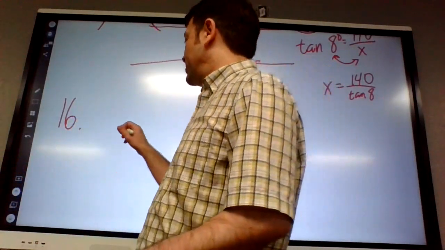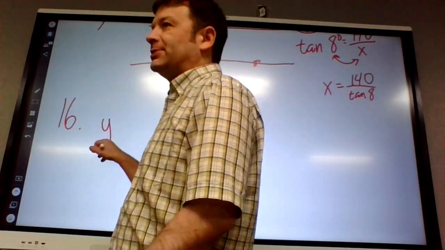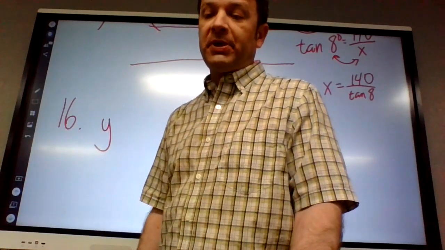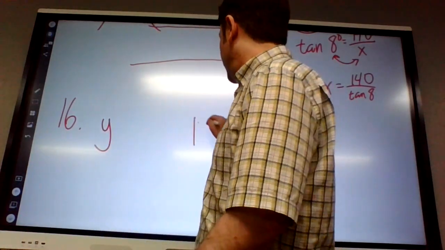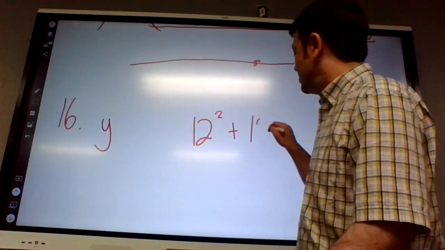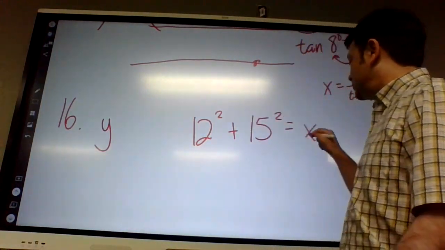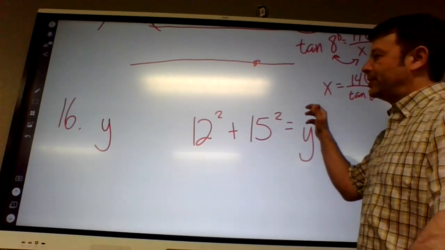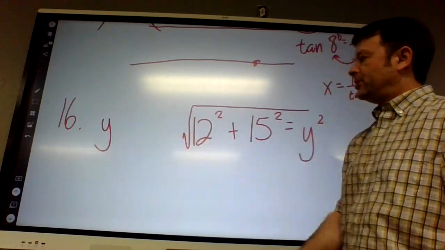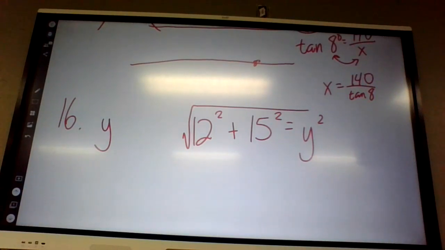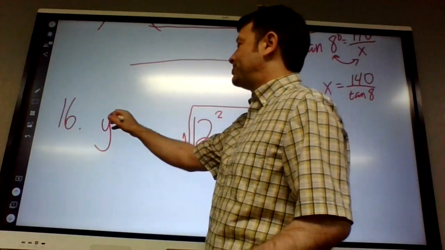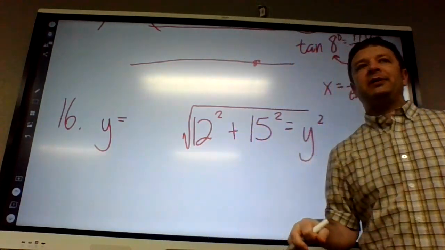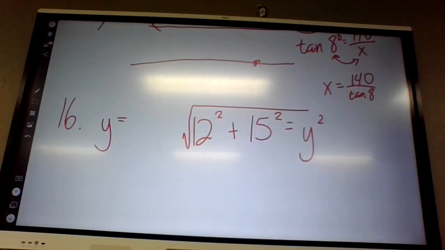Let's start with side Y. How can we find side Y? Pythagorean theorem. 12 squared, I don't think this one comes out very nicely. 12 squared plus 15 squared equals y squared, so you have to take the square root at the end. You can do it all at once just like that. And we're still rounding to the tens place, by the way. No square root answers on this assignment.